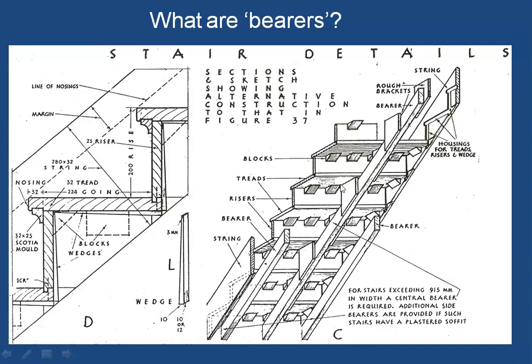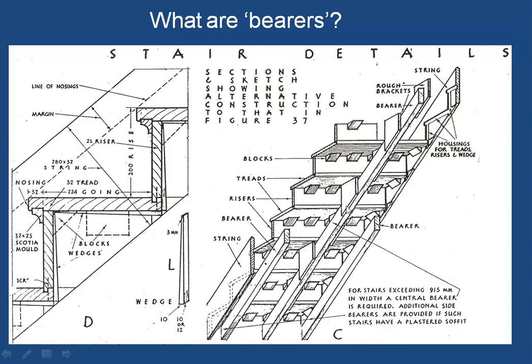And therefore you will see that these wooden planks are connected to the bearer, which go right up to the tread and support the tread. So these are called rough brackets. This is another term which you should understand. What are the rough brackets? They are timber planks which connect the bearer to the tread so that the tread can transfer the load onto the bearer.